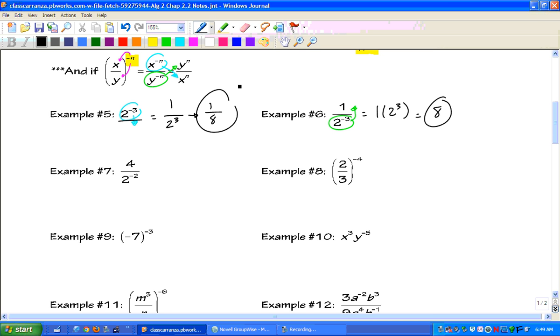All right, example number 7. Exponent's negative. You're going to bring it up. So you're left with 4 times 2 squared, which is 4 times 4. Final answer is 16.